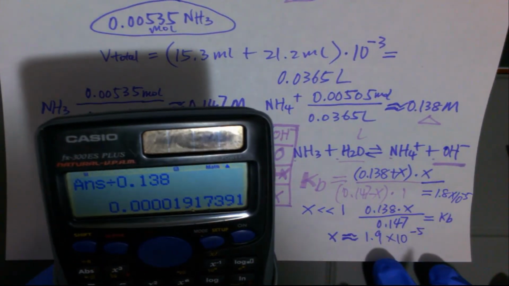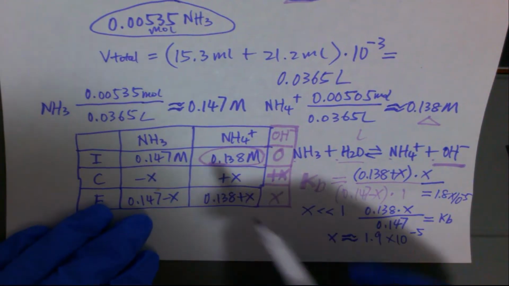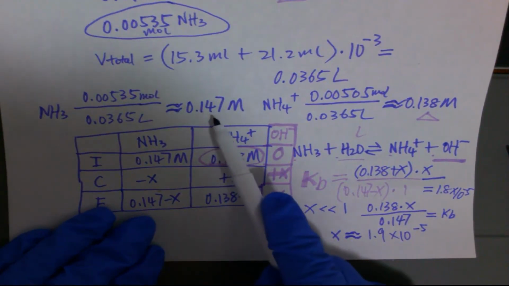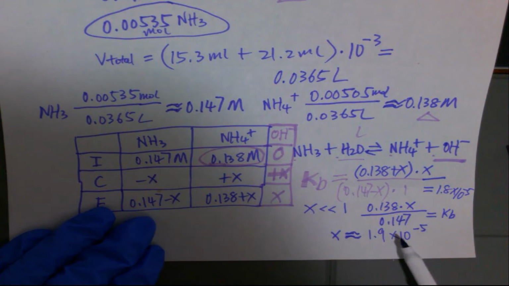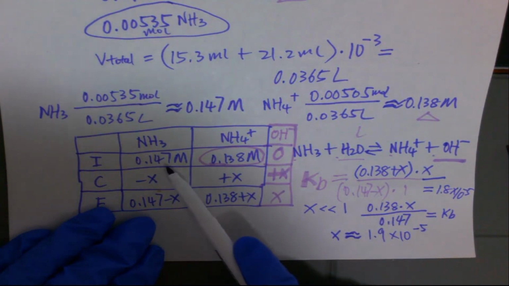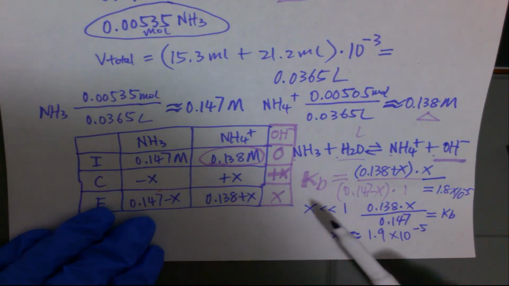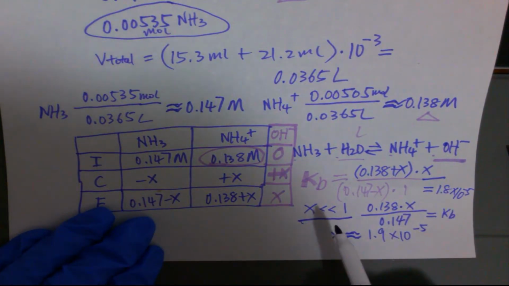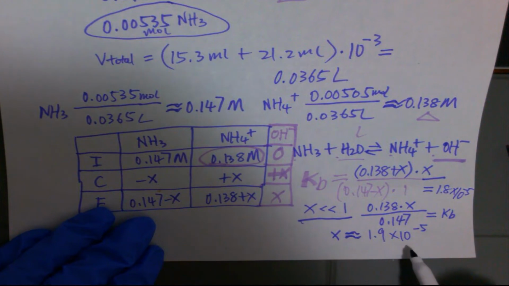If you compare this number with our calculated starting initial molarity here, you can see they have a significant difference. So x is significantly smaller than our starting initial molarity. Therefore, the approximation assumption that x is small is valid. Therefore, we can go on and use this one.